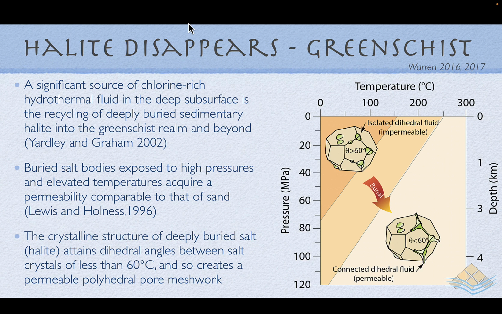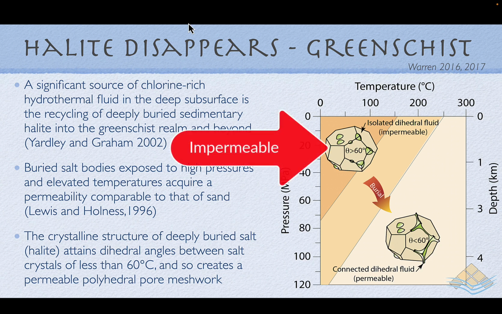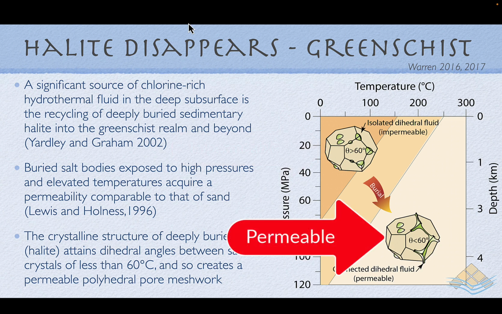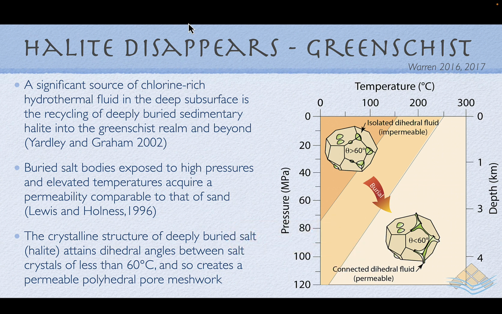And that's because the crystalline structure of deeply buried halite changes its dihedral angle with compression. Normally, we have crystals of more than 60 degrees dihedral angle, and then as we transition into the higher pressure, higher temperature burial realm, the dihedral angle on those halite crystals attains values of less than 60 degrees. Once that happens, instead of having isolated intercrystalline brine positions, we establish a permeability meshwork or framework which allows pore fluids to move through salt.